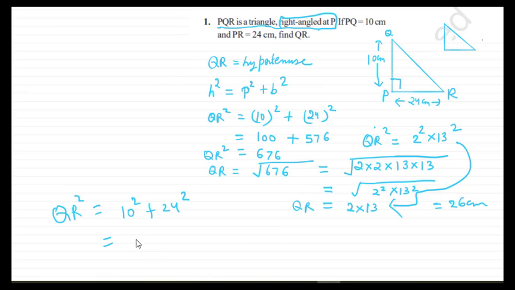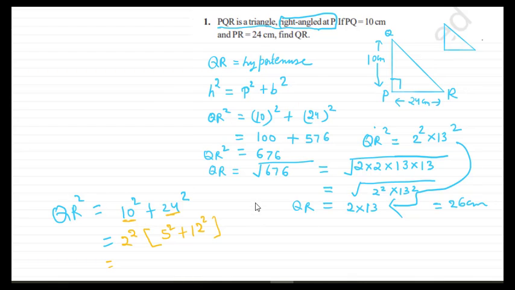Here I am telling you one shortcut method to find QR square. Like in the previous method you got QR square equals 10 square plus 24 square. So here you can minimize your calculation. Just take common from these two. What is common here? You can see 2 is common here. So you can take 2 square common. Here you will get 5 square because 2 fives are 10, 5 will be there. And here we'll get 2 square.